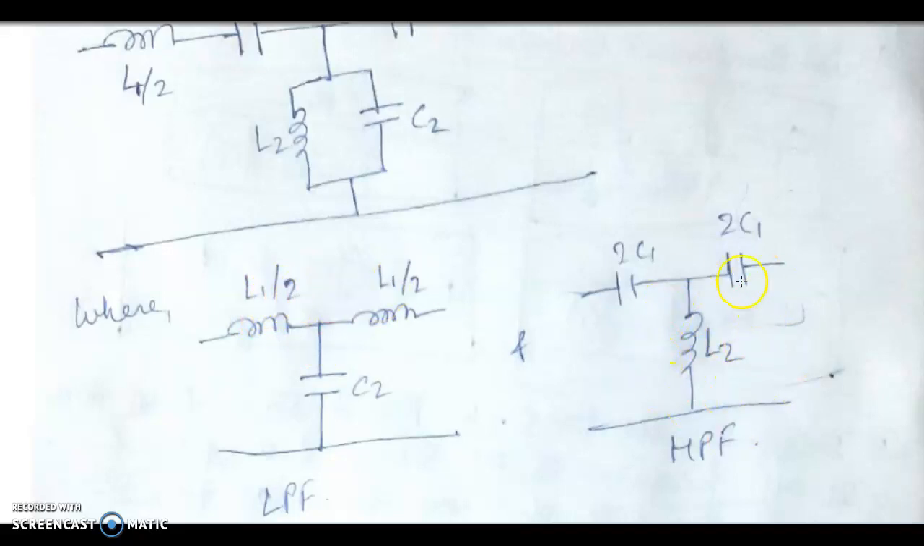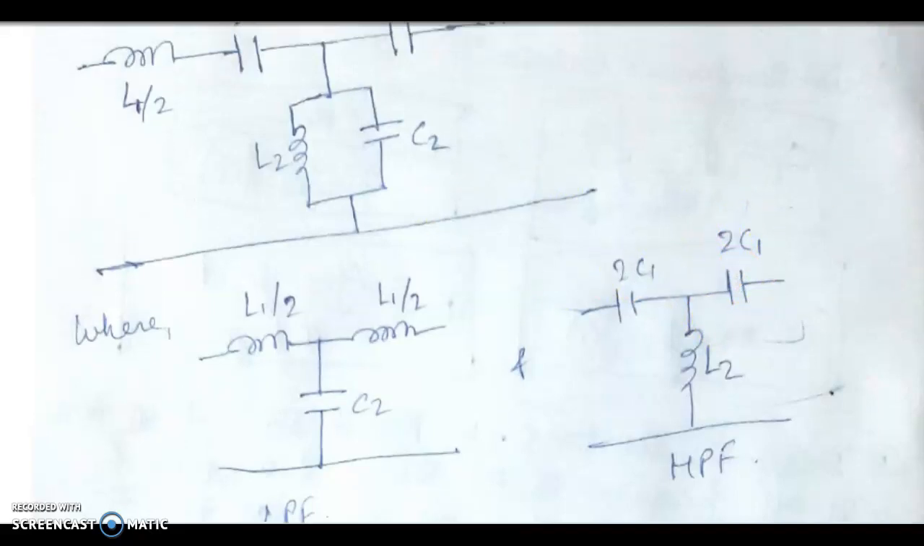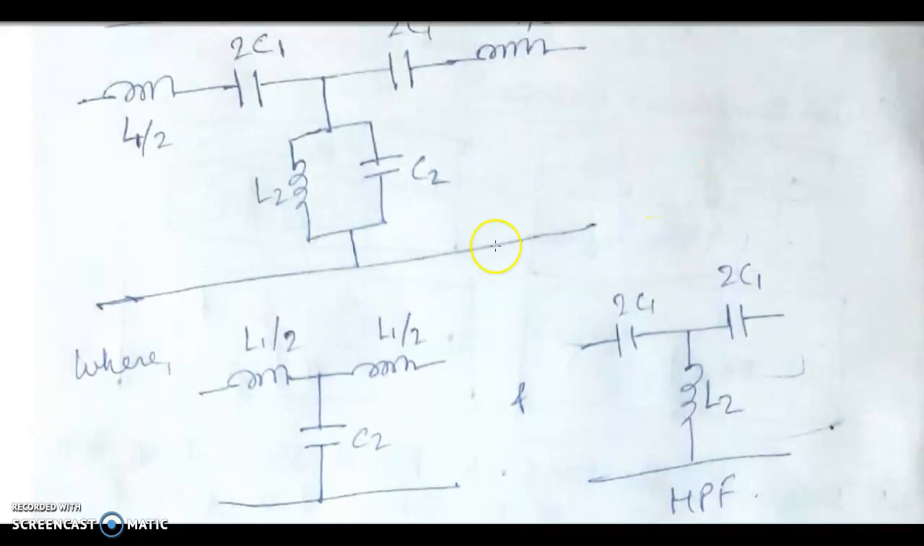Similarly, when we see the high pass filter, the series element will be capacitor and the shunt will be inductor, and because this series arm impedance should be equal to Z1, that is 1 upon j omega C1, this capacitance will be 2C1 and this capacitance is also 2C1. When we connect them in series, that means the series elements will get connected in series and the shunt will get connected in shunt. In that case, the T configuration of the band pass filter will be like this.